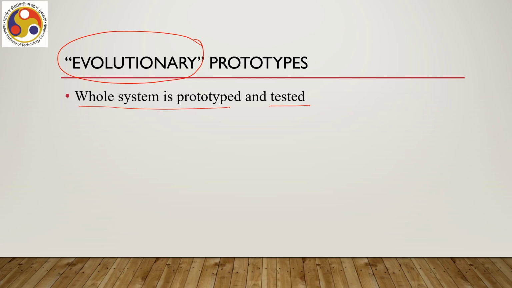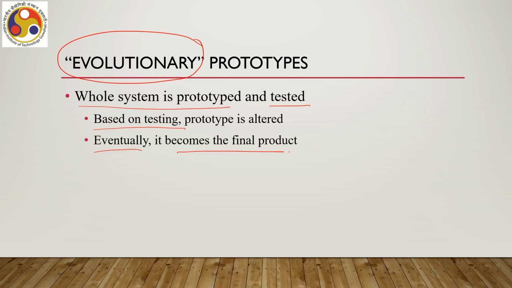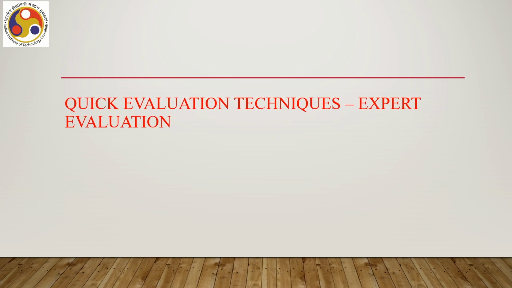In case of evolutionary prototypes, we start with the simpler version of the system, test it, refine it, then add more functionalities, and in that way we evolve the prototype into the full system. So, based on the testing results, the prototype can be altered and eventually it becomes the final product. It is not that separately different modules are prototyped and combined together, it is the whole system from the very beginning. So, those are different ways prototypes can be used. We have covered different categories of prototypes, different building approaches, and different ways prototypes can be used.